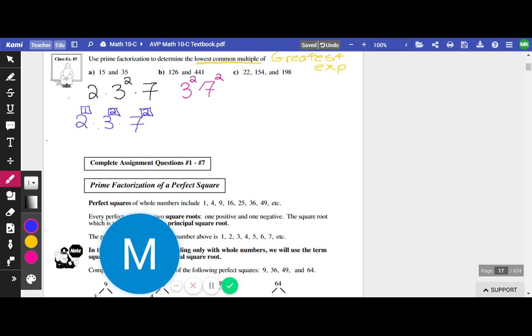When you actually calculate that, so 2 to the power 1 times 3 to the power 2 times 7 to the power 2, you get 882. That's the lowest common multiple between those two numbers. That'd be a hard one to get to, right? That's a big number.